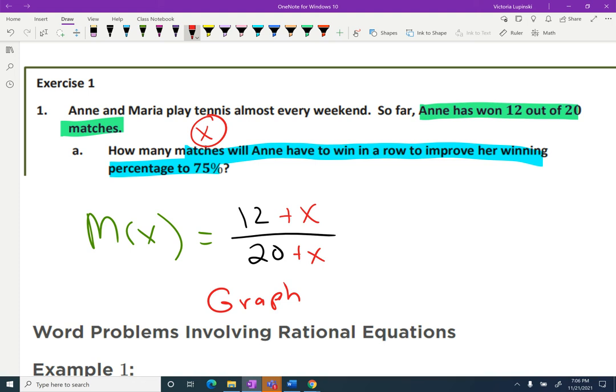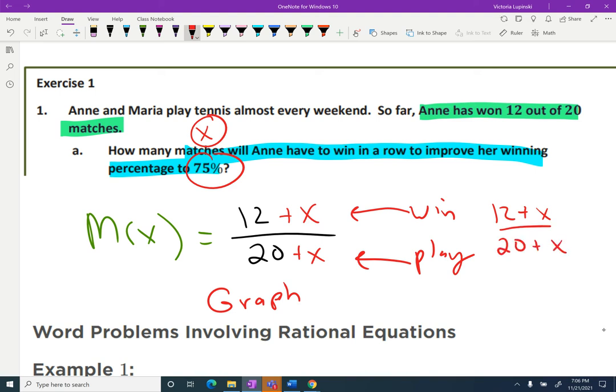Again, the initial ratio, 12 out of 20. You're trying to win some mystery number of matches, so you have to win them on the top, and you also have to play them on the bottom because you can't have one without the other. If that is the rational function that you are dealing with and you want your winning percentage to be 75%, well, then that means that you're going to take this equation, so (12 plus x) over (20 plus x), and you're going to set it equal to 75%.